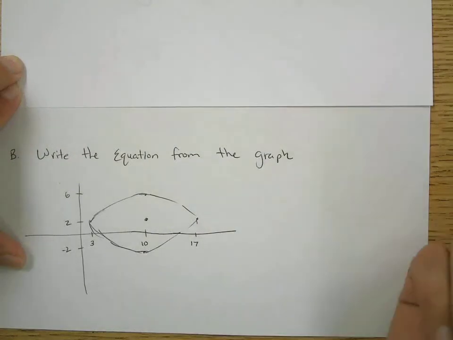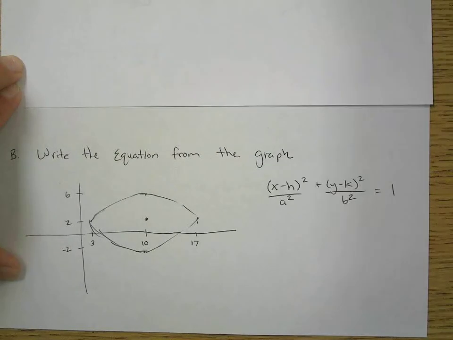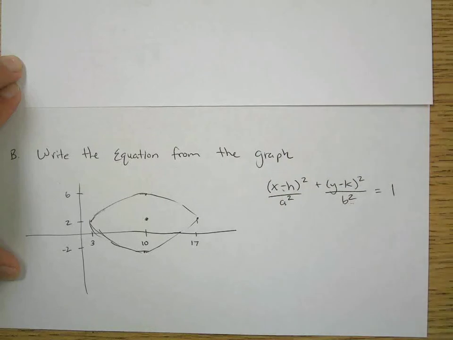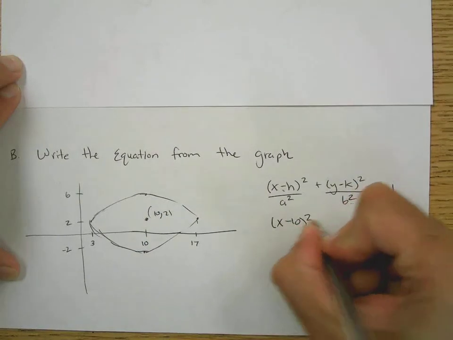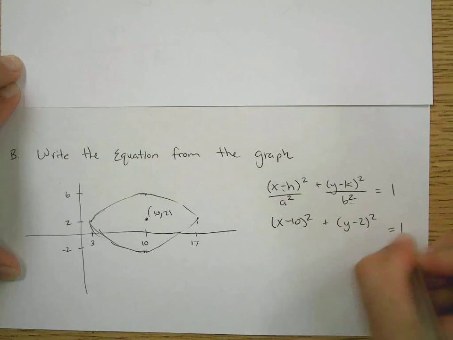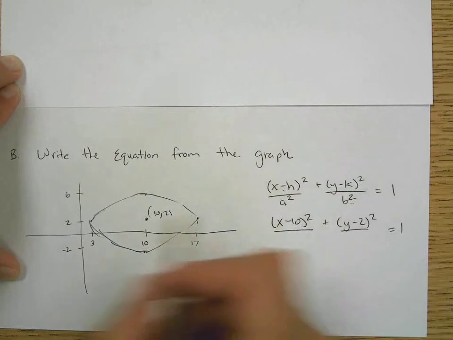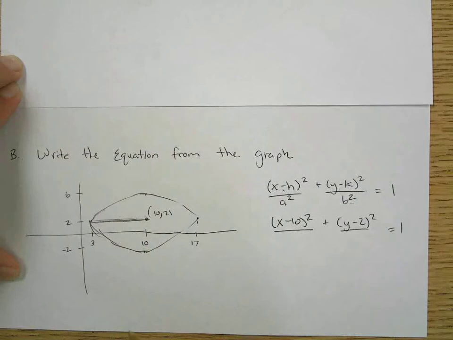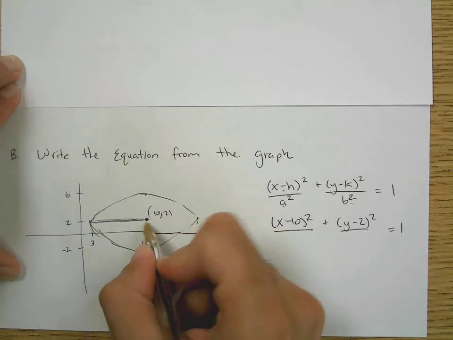So I know that the center is 10, comma 2. So I can write x minus 10 and y minus 2 squared. And I remember that for the x, it's the distance from the vertex to the center. That would be a. So let's see, from 3 to 10, that's 7. And I don't just write 7 there, right? It says 7 squared, so I write 7 squared. And I know that b is the distance from 2 to 6, so that's 4. I write 4 squared, and I'm done.